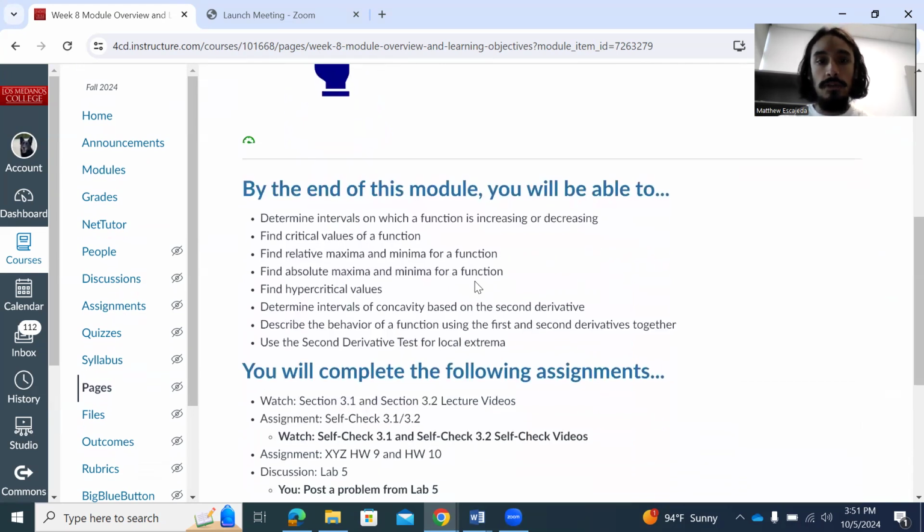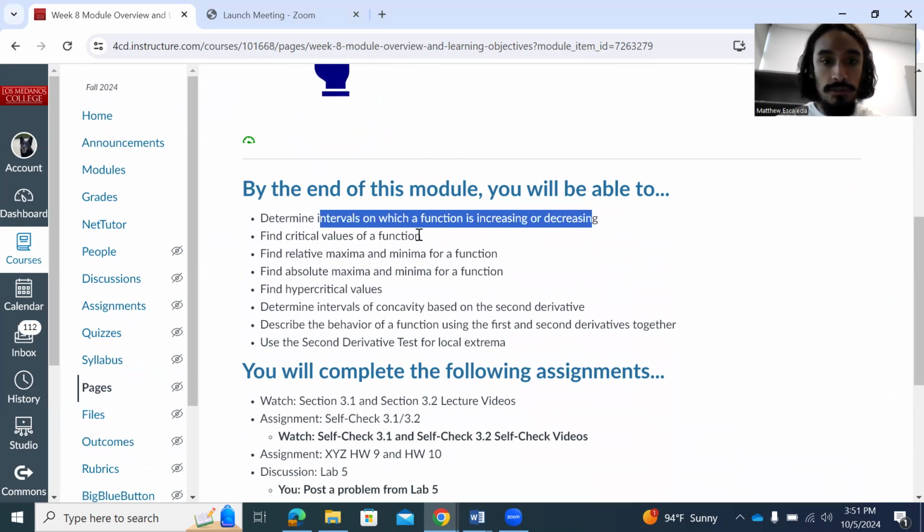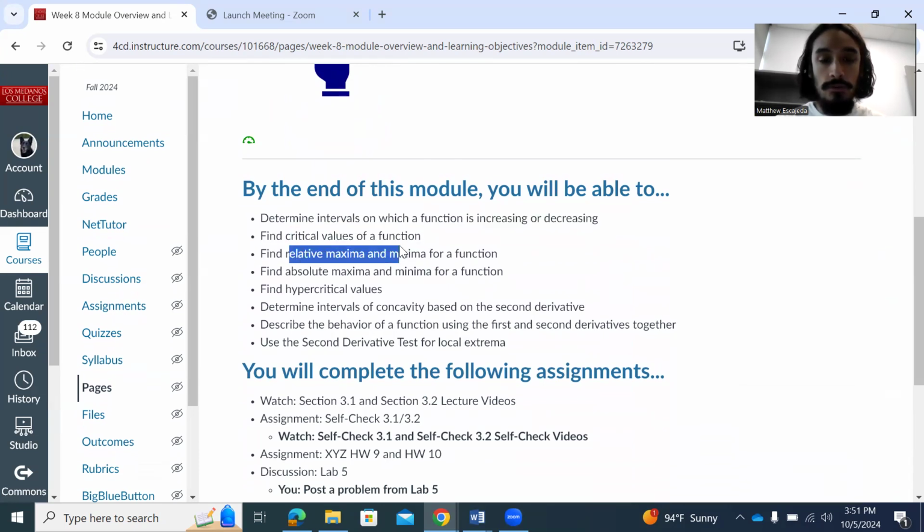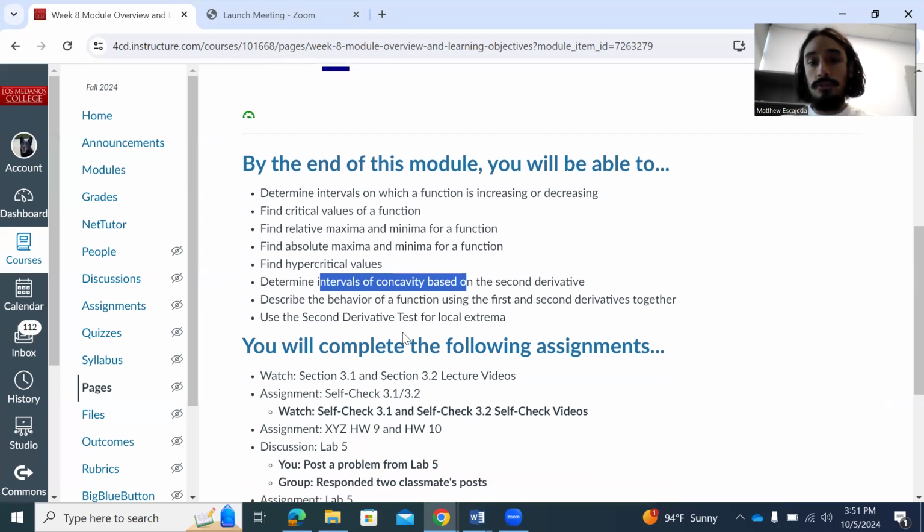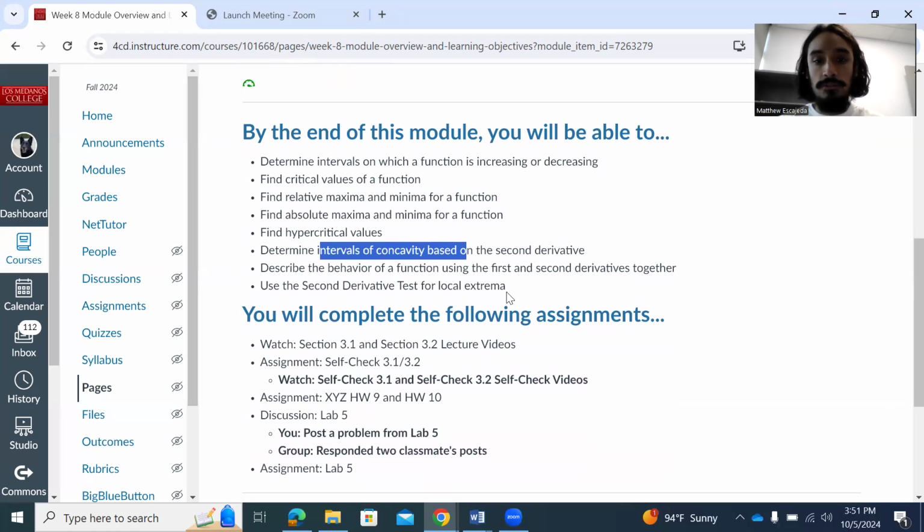By the end of this module, you'll be able to determine intervals in which a function is increasing, decreasing, critical values, max or mins, absolute max or mins, hypercriticals, concavity, and using first and second derivatives together, as well as a second derivative test.